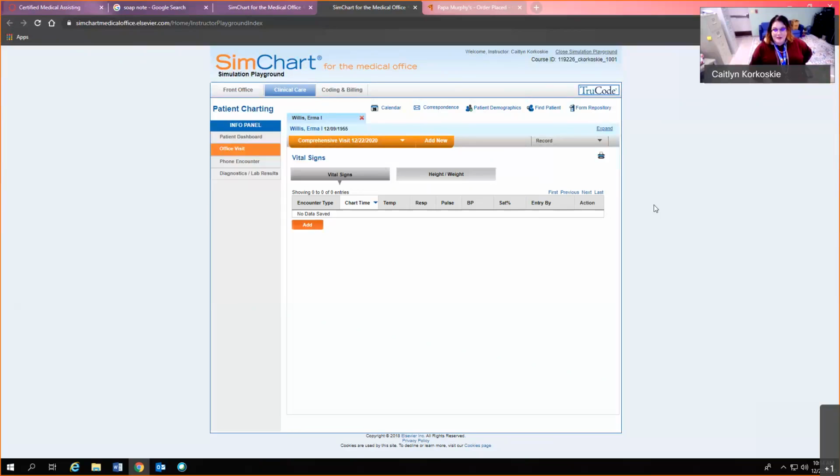But in general, if something was normal, colonoscopies would be 10 years, mammograms would be 2 years, pap smears would be 3 years, if normal. But you'll get an idea of those different kinds of things the longer you work in the office. I know it's kind of confusing at first.